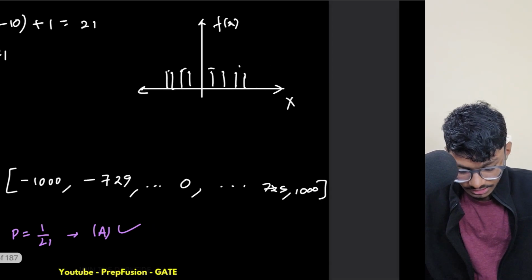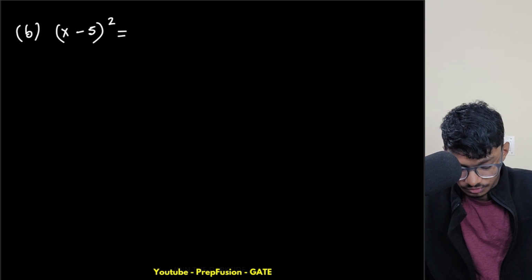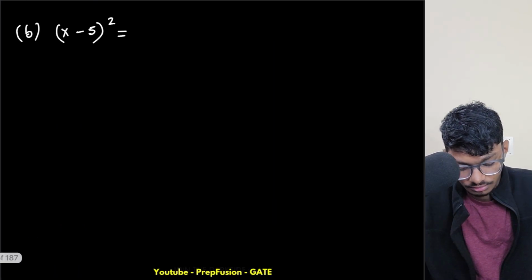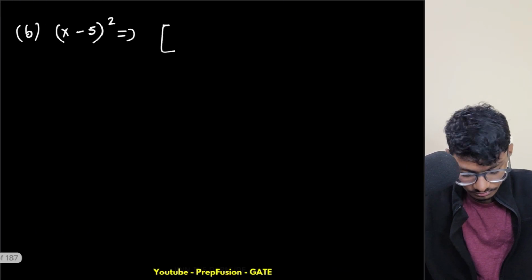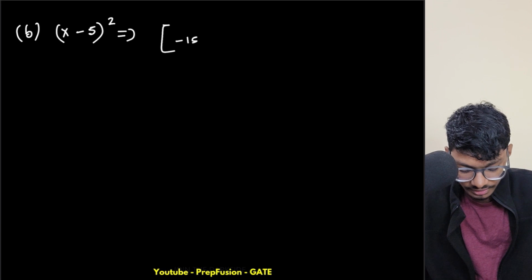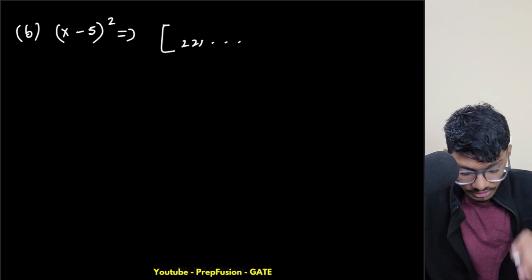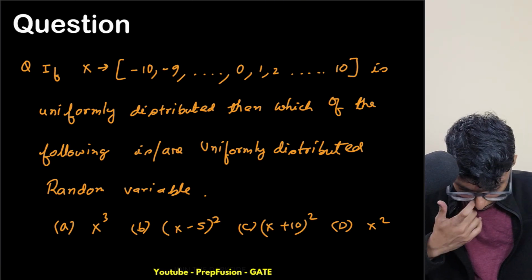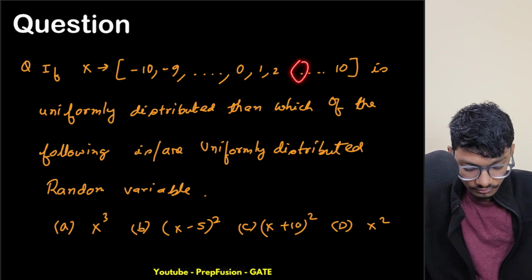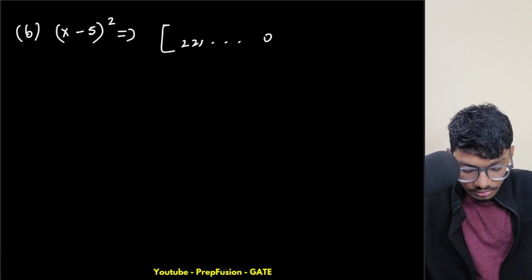Now let's go for the second option, B: x minus 5 whole square. How will each element be? We're shifting everything by 5, so this is 15 square, which is 225. Now I want to draw attention to 5 and onwards. At 5, it will be 0 square.